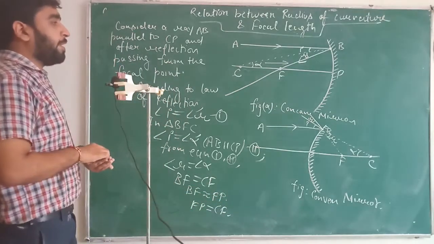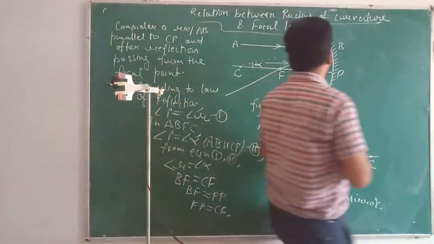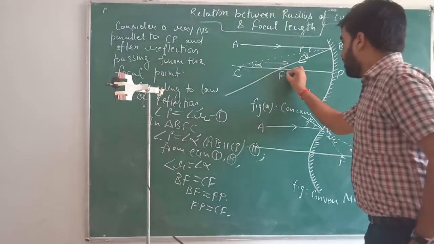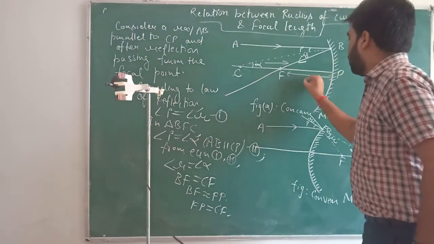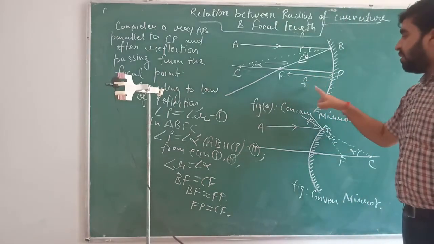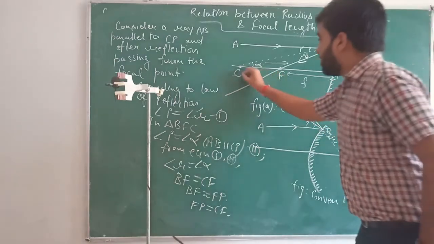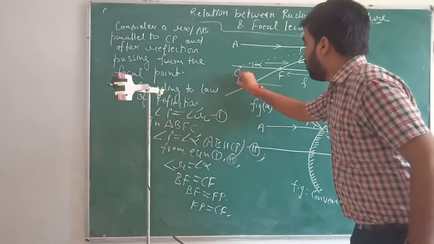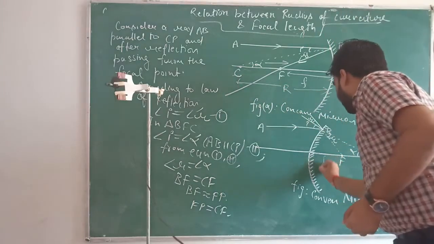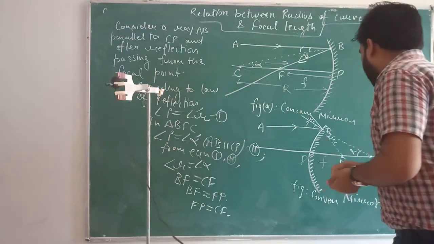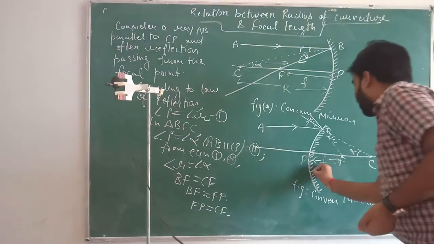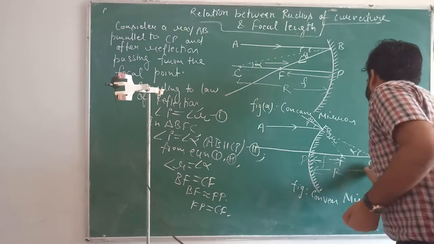Now, what is this length CF? Focal point to the pole: this is the focal length. And from the center of curvature to the pole, this is the radius of curvature. Similarly here, this is the pole. So the focal point to the pole is the focal length, and center of curvature to the pole is the radius of curvature.